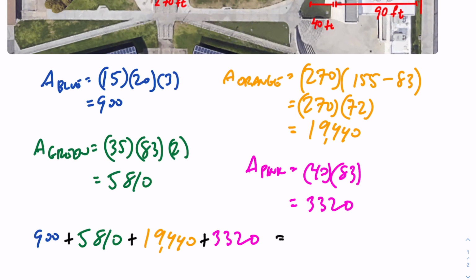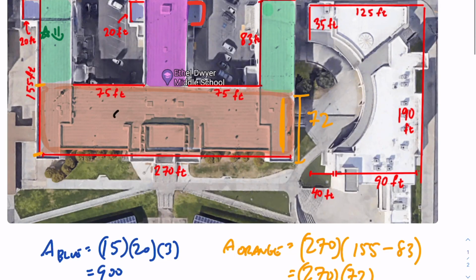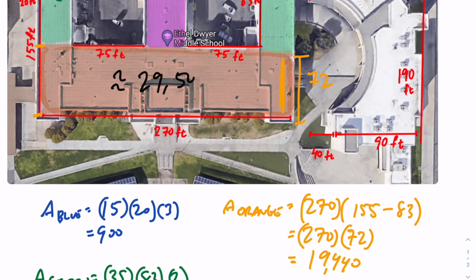So if I add all of that up, it's going to be 29,470, and this is in feet, but it's area, so square feet. So a good estimate of this, so I'll say it's equal to that, but this was all an estimate. So if I were to plan something out of like the floor plan of the school, it would be approximately 29,500 square feet. Or if you want to approximate even more, maybe you could even say it's approximately 30,000 square feet.